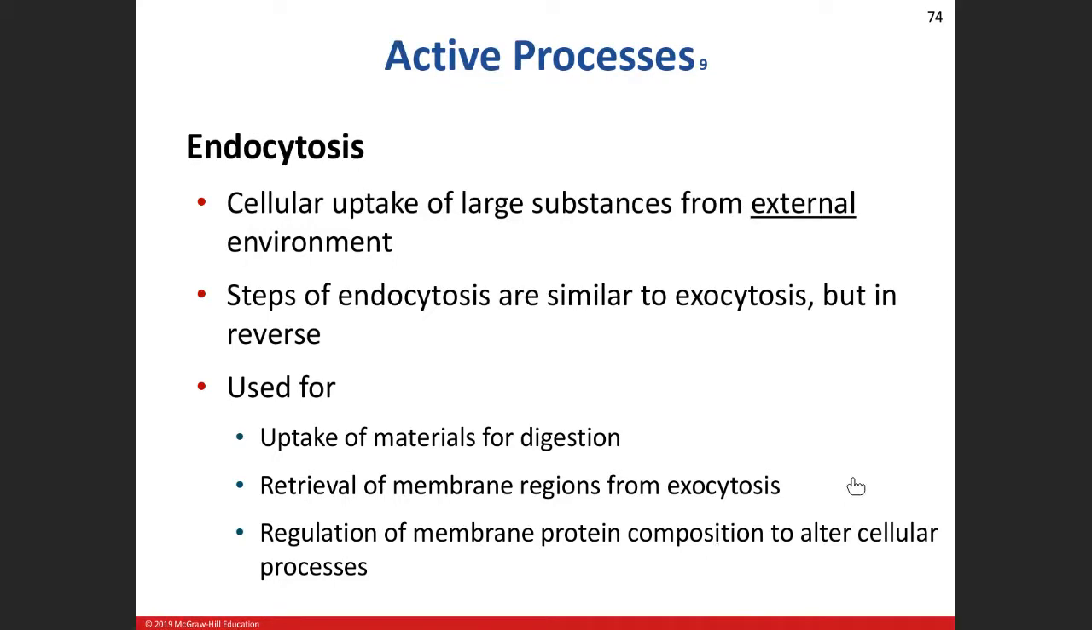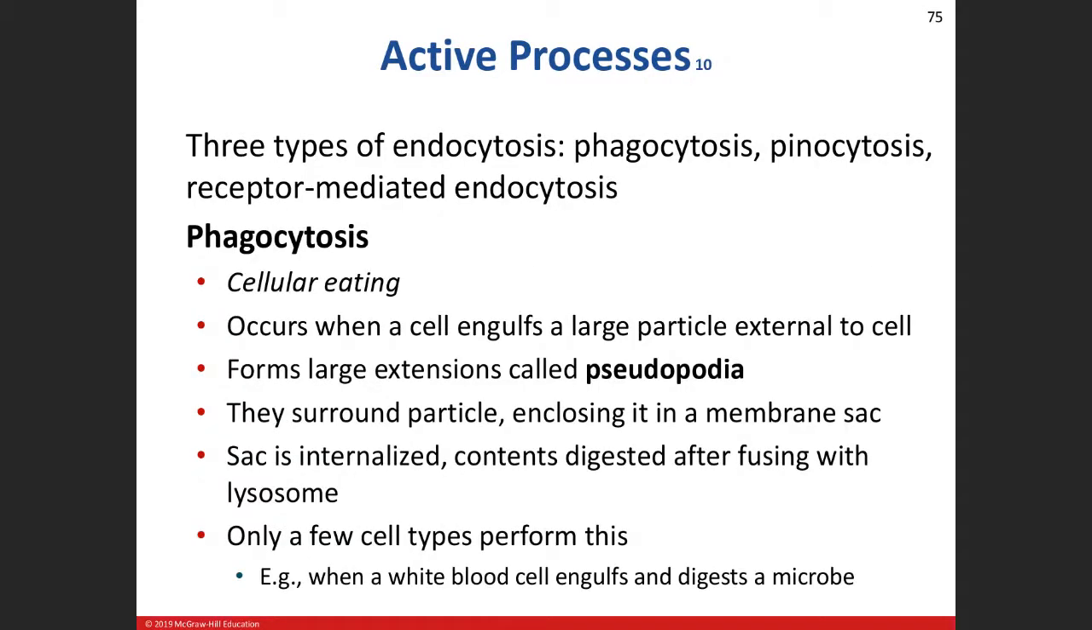Okay, so let's talk about, there's a couple different types of endocytosis. Phagocytosis, pinocytosis, and then receptor-mediated endocytosis. We're going to go through all three of those. So the first one, phagocytosis, is cell eating.